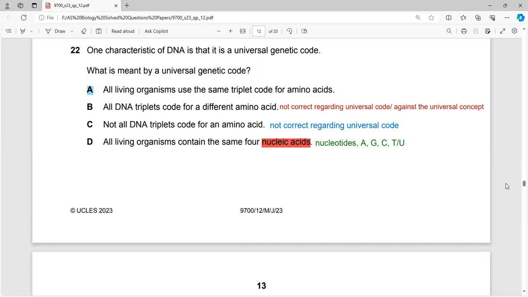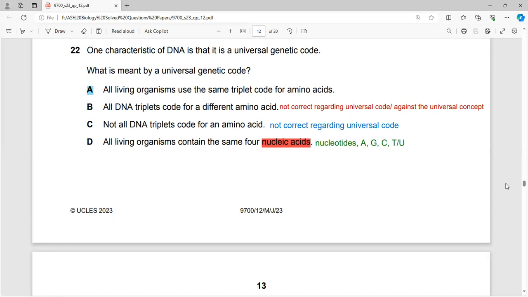So it's against the concept of the universal genetic codon, while all the living organisms contain the same 4 nucleic acid. What about here? It's supposed to be a nucleotide. For example, that might be a correct option. But in another way, the nucleotides are adenine, guanine, cytosine, and thymine.